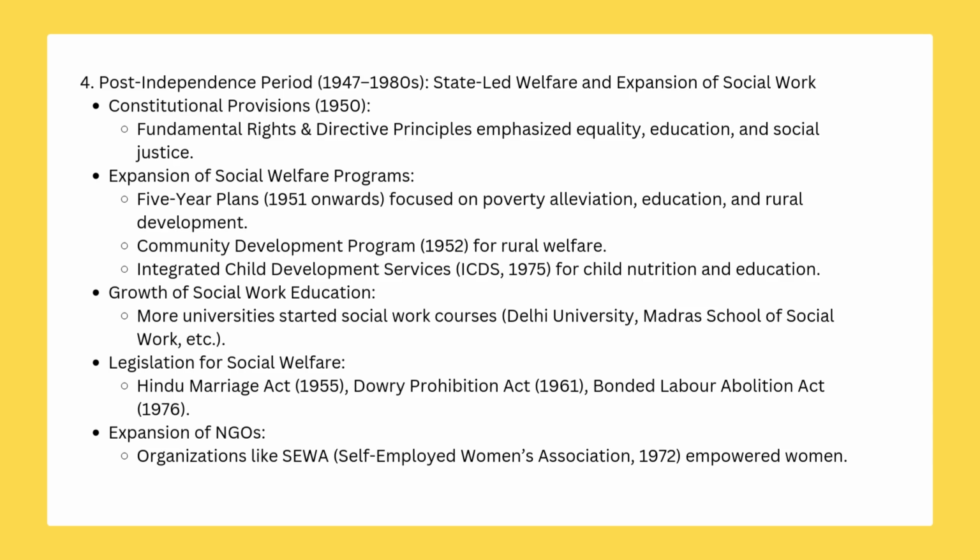Growth of social work education: more universities started social work courses, Delhi University, Madras School of Social Work, etc. Legislation for social welfare: Hindu Marriage Act, 1955, Dowry Prohibition Act, 1961, Bonded Labour Abolition Act, 1976. Expansion of NGOs: organizations like SEWA, the Self-Employed Women's Association, 1972, empowered women.